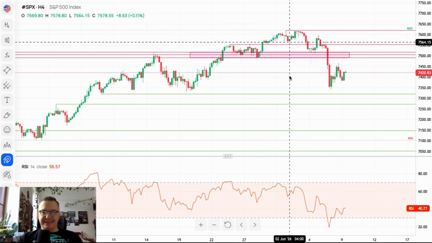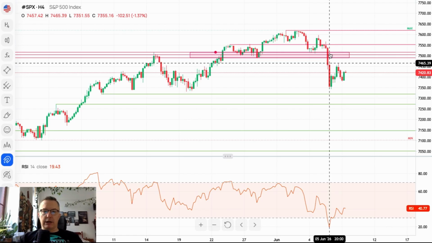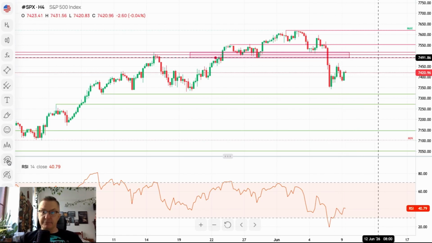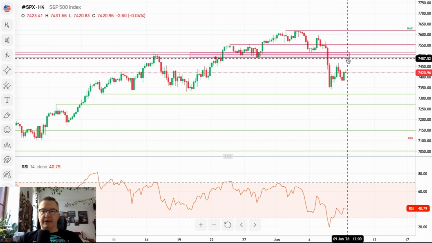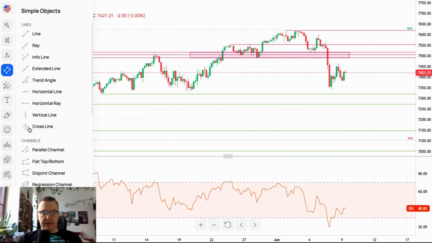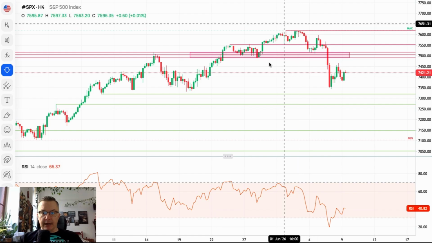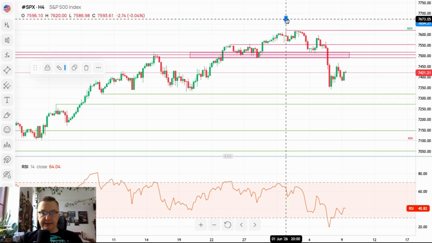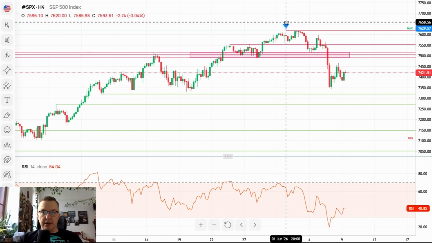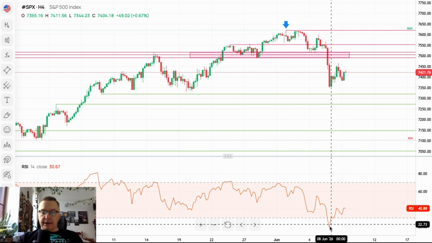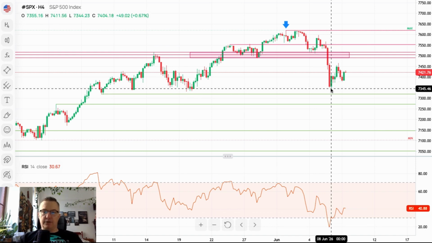S&P 500 stays below the local supply zone for 7,500, roughly around the 7,500 level. The swing high, the yearly high, and the all-time high is still located at this level here. So that's the major point of reference, 7,620, and the market is trying to do some kind of a pullback from the extremely oversold conditions.